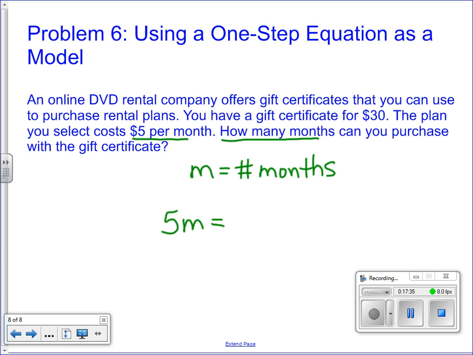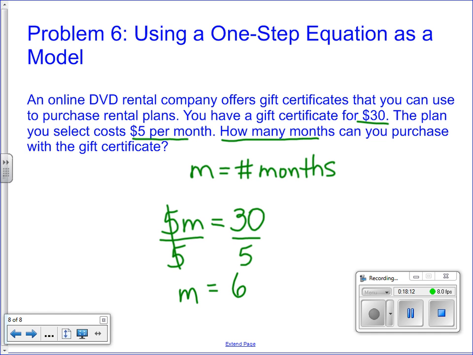The gift certificate that we have is for $30. So I want to know how many months that gift certificate can be used in order to rent DVDs. So here's a good equation to be used. 5M equals 30. To solve it, because we're taking 5 times M, which is multiplication, we're going to use the inverse operation and divide by 5. 5 divided by 5 is 1. 1 times M is M. And 30 divided by 5 is 6.